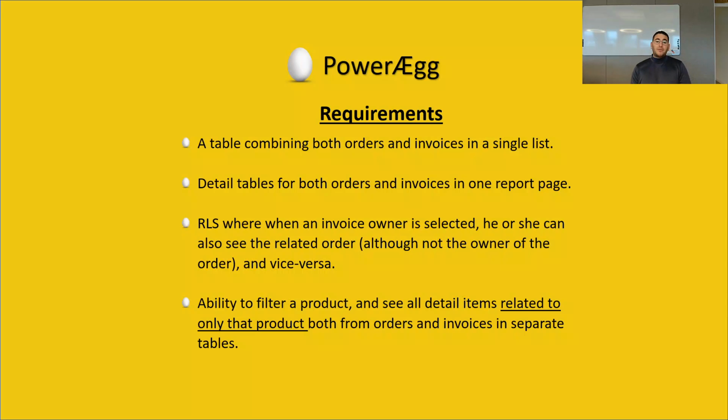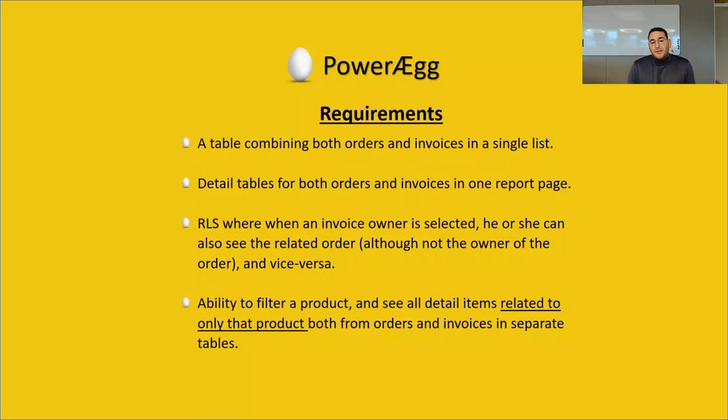Then we need row level security, where when an invoice owner is selected, he or she can also see the related order or orders, although not the owner of that order, and vice versa. So if we have the owner of an order, we also want to see all invoices related to that order, even though the owner changes. But we want a single owner filter.